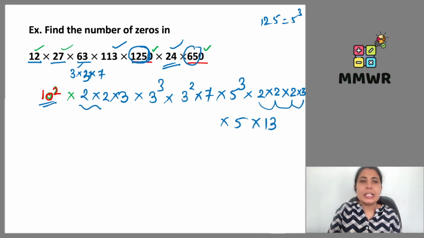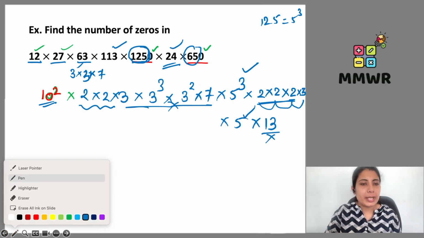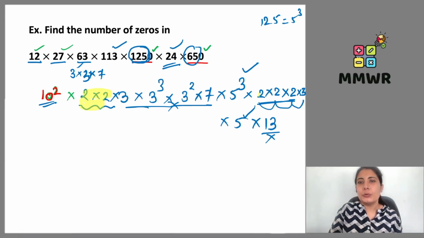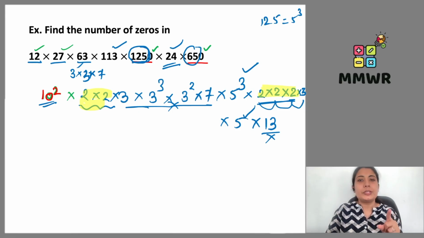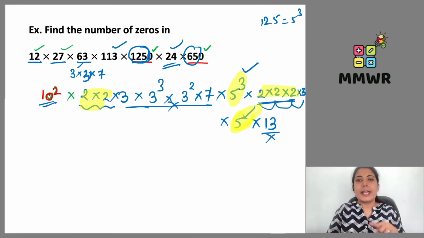So look, I got many 2s here and 5 also. I do not have to look for these 3s and 7s and 13. No. I only have to simply check these two. Yeah. These two, how many I have? So total 1, 2, 3, 4, 5 times I have 2. And how many times I have 5? Here I have 3 and 1, 4 times 5.